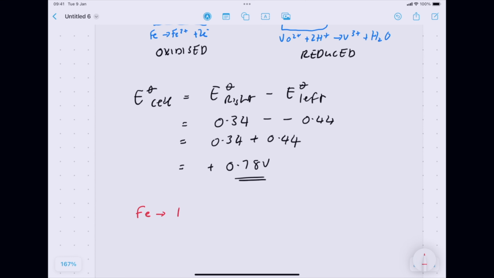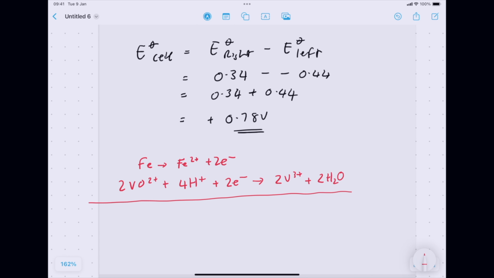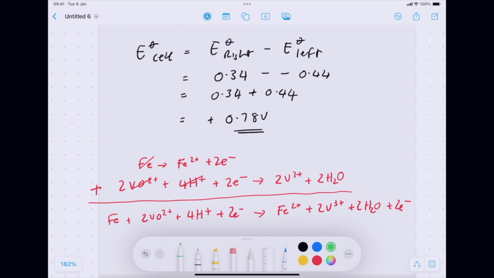Fe goes to Fe2+ plus 2e-. Then the vanadium one, let me just check that's everything. Yes, it is. And then you draw a line and you literally add the 2 together like a sum in maths. Everything to the left and then everything to the right hand side. So on the left hand side we have Fe plus 2VO2+ plus 4H+ plus 2e-. Then on the right hand side we have Fe2+ plus 2V3+ plus 2H2O plus 2 electrons. And immediately we can see we can cancel out the electrons left and right, which leaves us with Fe plus 2VO2+ plus 4H+ goes to Fe2+ plus 2V3+ plus 2 waters.